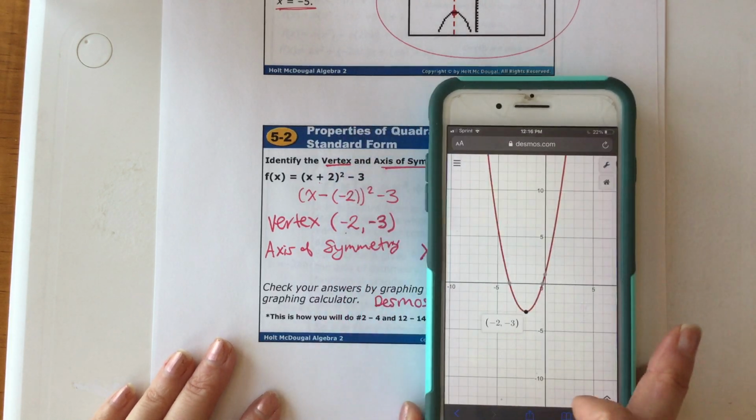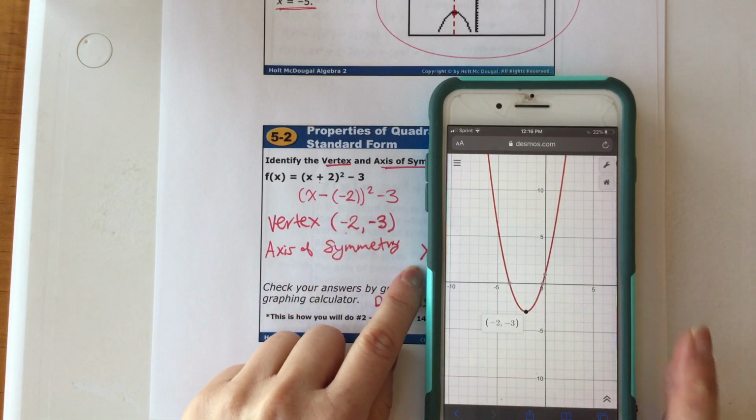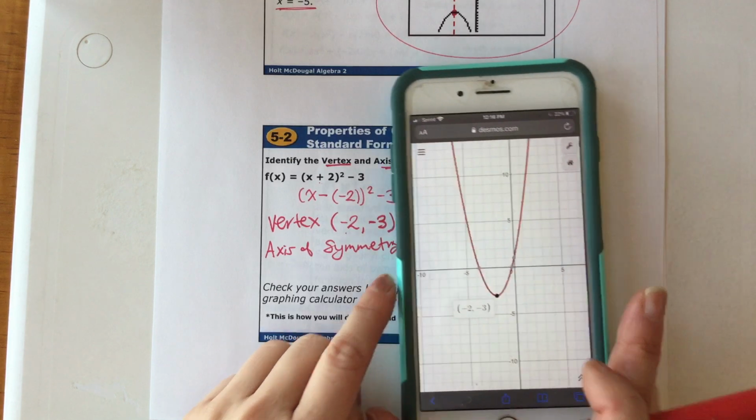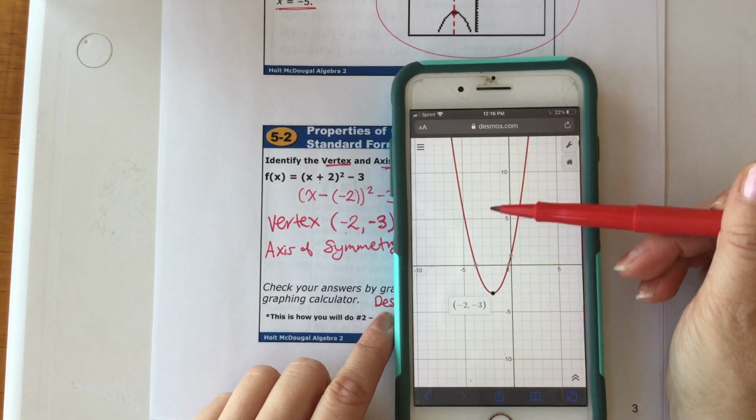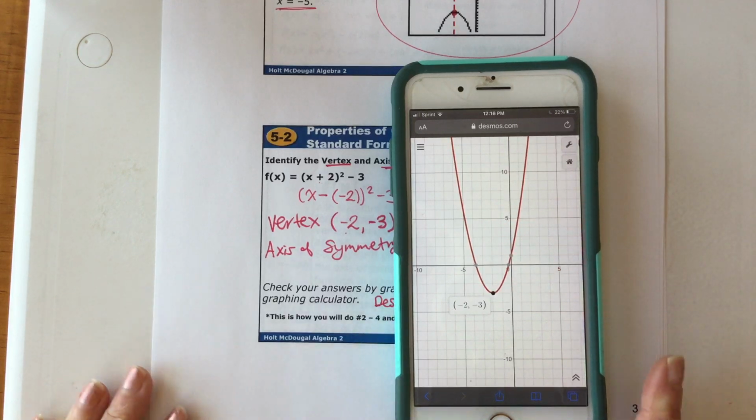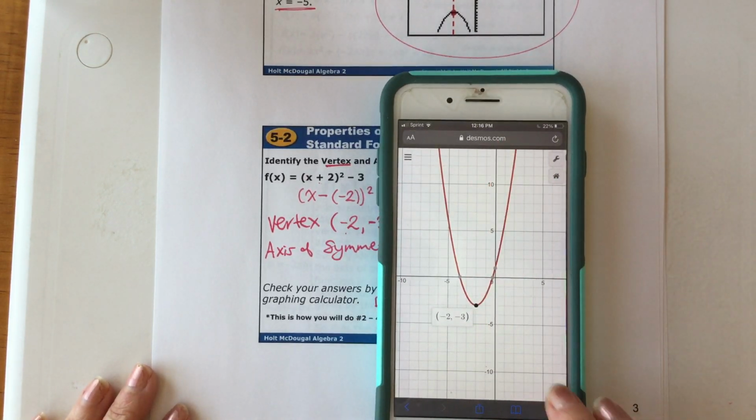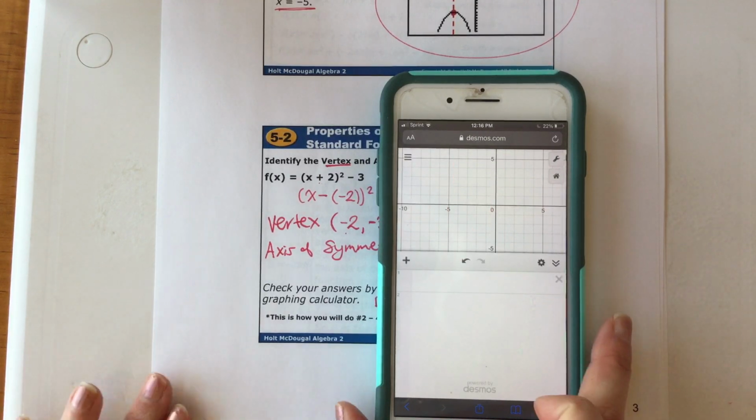So we can verify. The vertex should be at -2, -3, and it is. Our axis of symmetry, we said x equals -2. If I go to the left 2 and I cut the x-axis, would it go through the vertex and be halfway through the parabola? Absolutely. So again, Desmos.com, a great way just to double check your work.